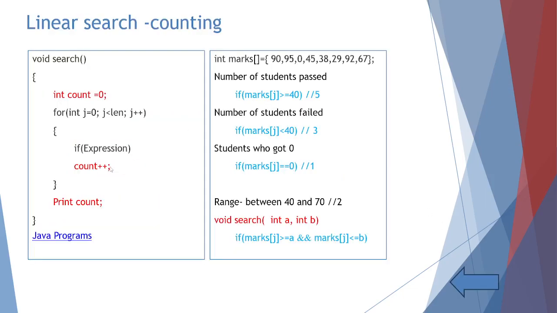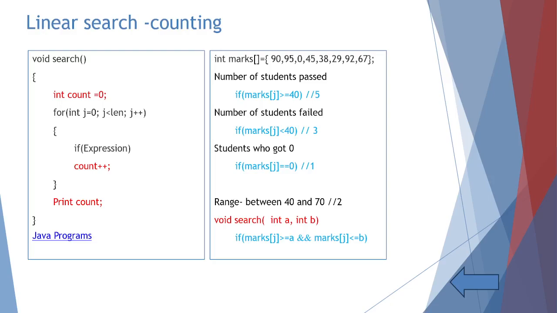Now, counting elements. Left hand side, void search is there. Initially, we take a count variable, initially 0. Then we start a for loop, starting from 0 index to less than length of the array. And inside that, if some expression is true, count plus plus. And this happens till the end of the array, linearly. And then at the end of the loop, we print the count.